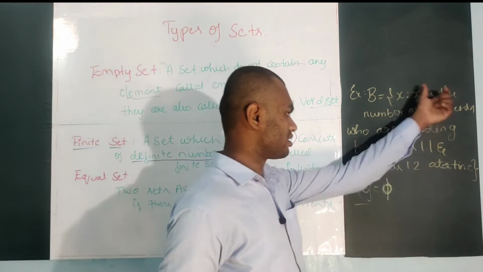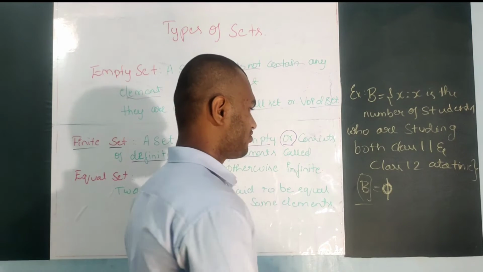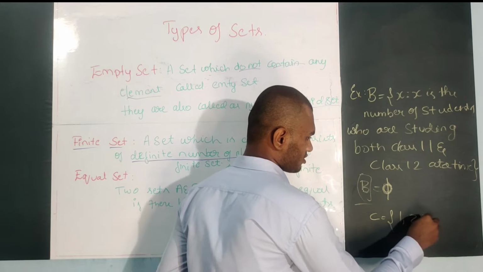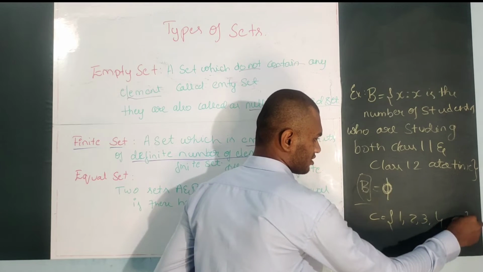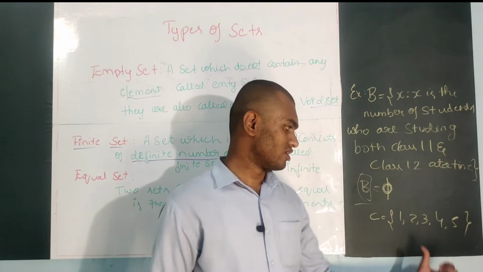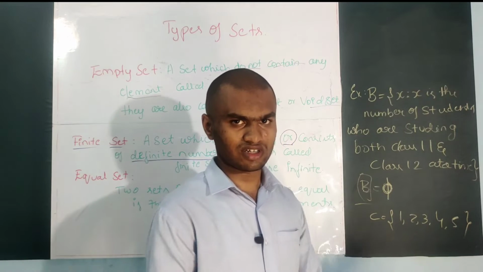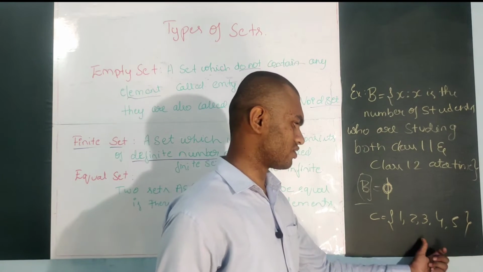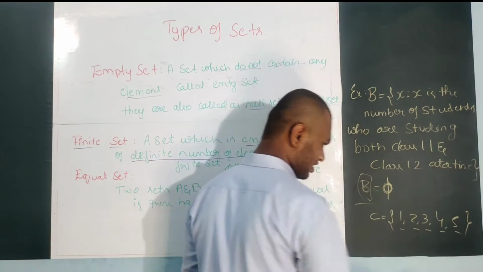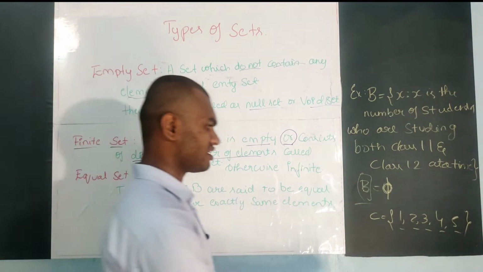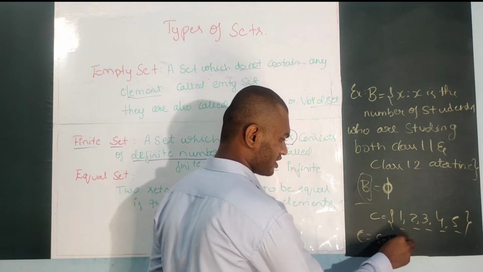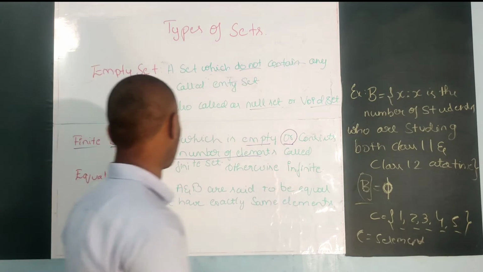You can observe in this example it is empty. If I take C equal to 1, 2, 3, 4, 5, is this set finite? How do you say? You can count the numbers. It is countable, and if it is countable, then it is a finite set. 1, 2, 3, 4, 5. So 5 elements are there. We can directly say C has 5 elements. So this is a finite set.